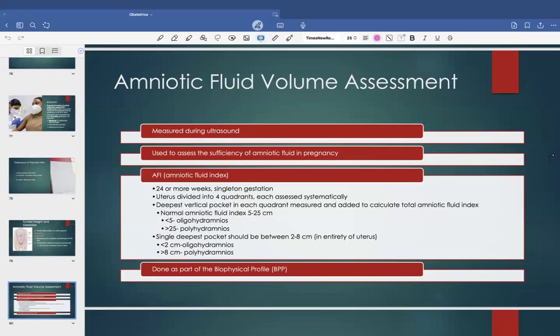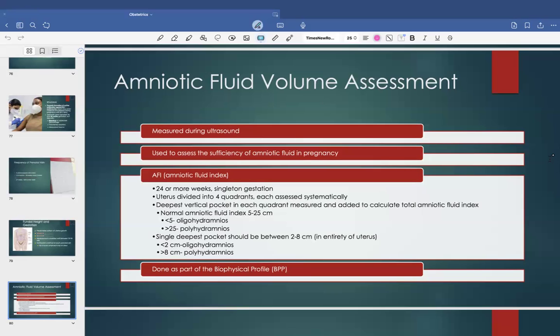So the normal index is between 5 to 25. Anything less than 5 is considered oligohydramnios, or reduced amniotic fluid. And this may be due to decreased urine by the fetal kidneys. It may be due to the fetus receiving inadequate nutrients and oxygen. Or if the amniotic sac has ruptured and is possibly leaking.